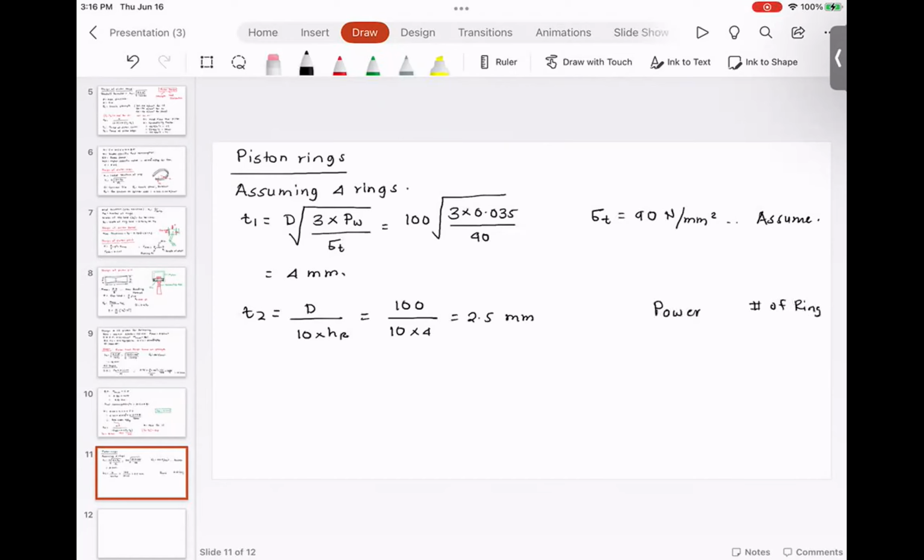This is something to keep in mind. If the power is less than 12 kilowatts, 4 rings. If it is between 12 and 20, typically 6 rings. If it is greater than 20, anywhere between 6 to 8. This comes from the textbook.